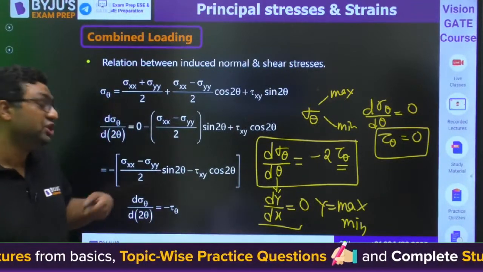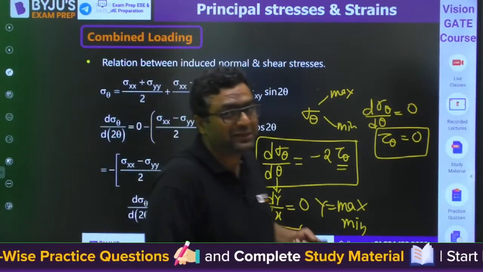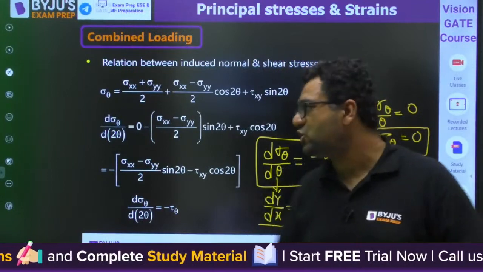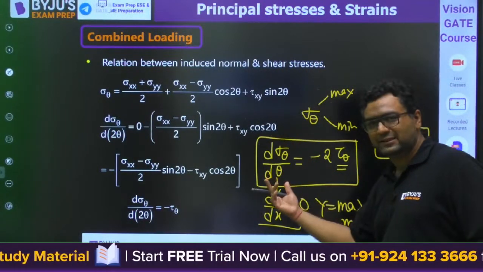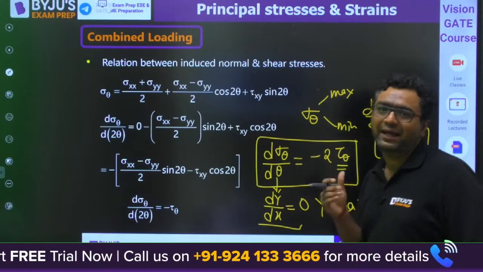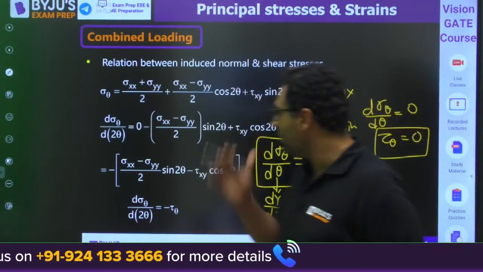And my dear, at the plane of maximum shear, normal stress can be anything, because the relationship is dy by dx equals tau. That is why it is happening actually. I feel everybody understood now.